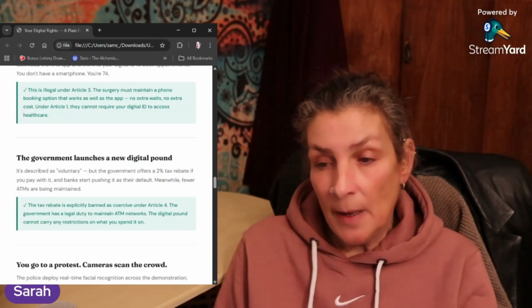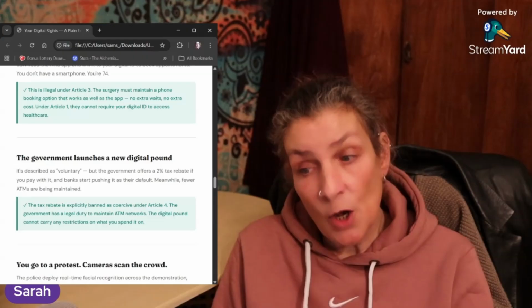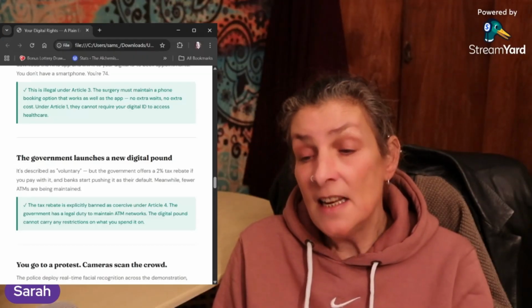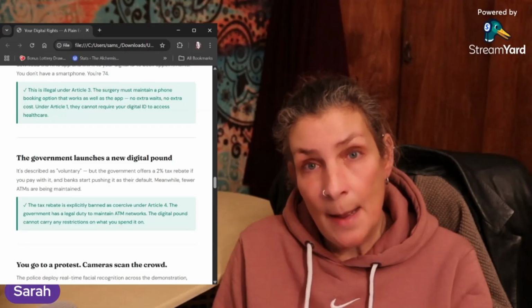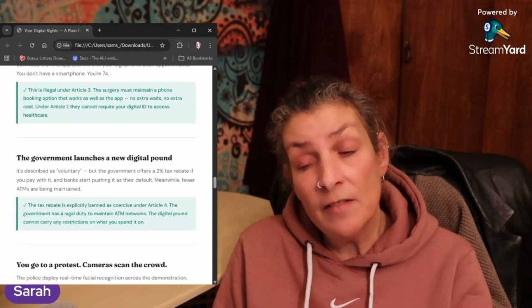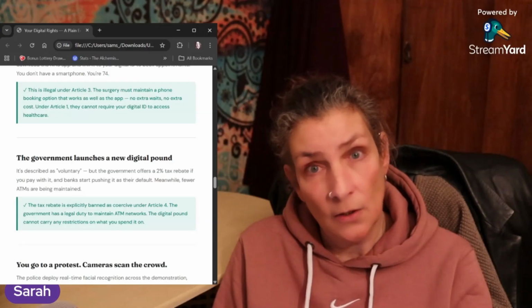The tax rebate is explicitly banned as coercive under Article 4. The government has a legal duty to maintain ATM networks. The digital pound cannot carry any restrictions on what you spend it on.